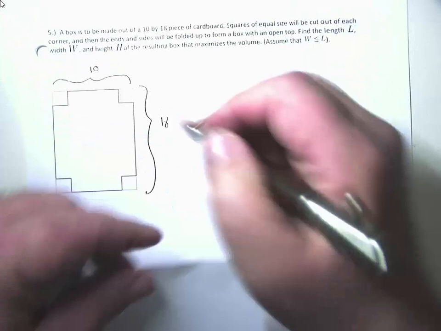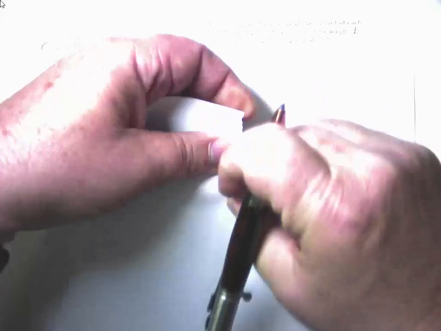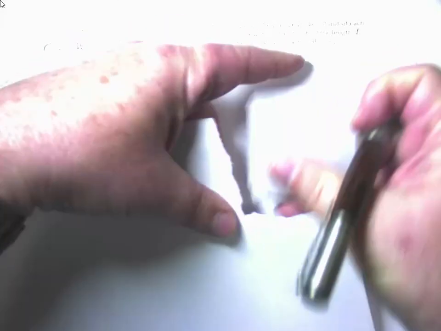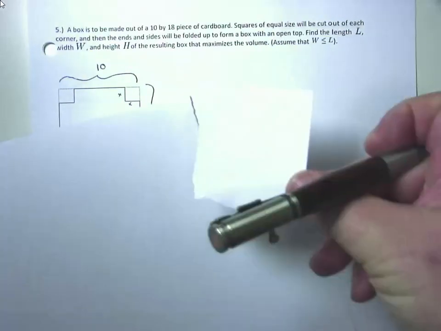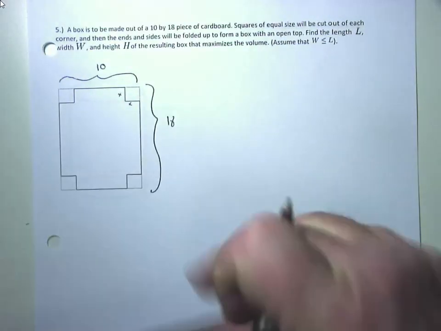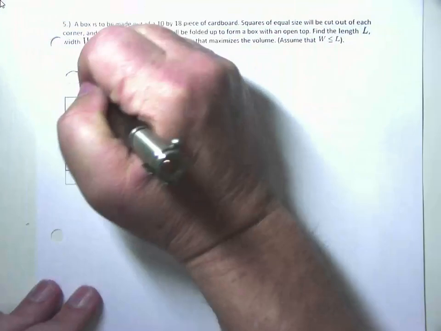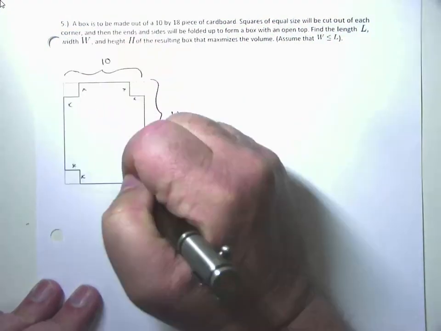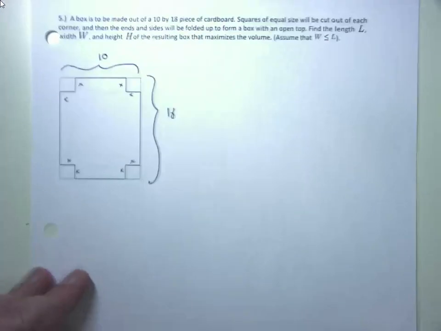So I'm going to call this guy X. X is the amount I'm going to remove. So I'm going to remove, by hand, little squares out of each corner. Does that make sense? So X by X, and they're all the same size. So this is X by X, X by X, and I am actually producing the variable that I'm plugging in on this guy.